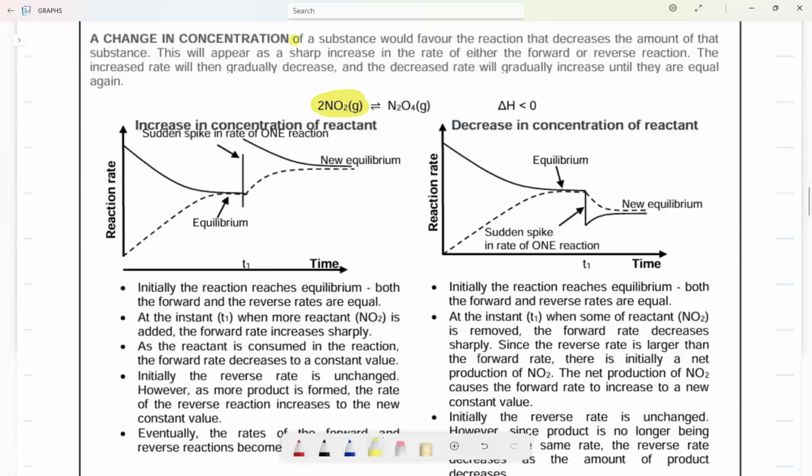A change in concentration of a substance will favor the reaction that decreases the amount of the substance. This will appear as a sharp increase in the rate of either the forward or reverse reaction. If we increase the concentration, the increased rate will then gradually decrease, and the decreased rate will gradually increase until they are equal again. This one I'll explain thoroughly.